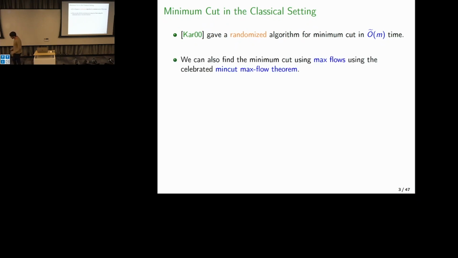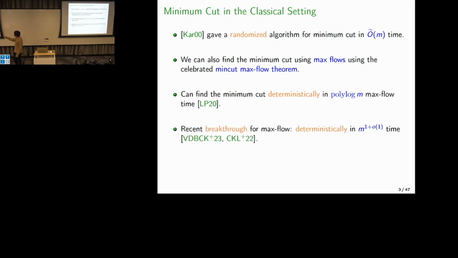Okay, so let's use the min-cut max flow theorem. And it says that the size of the min-cut and max flow is the same. But if we naively try to apply this, we'll reduce min-cut to n max flows. But Li and Panigrahi say that you can actually reduce them to polylog m max flows deterministically. So this, along with the recent breakthrough for max flow, which gives a deterministic m^(1+o(1)) time algorithm, gives an algorithm for min-cut with this time as well.